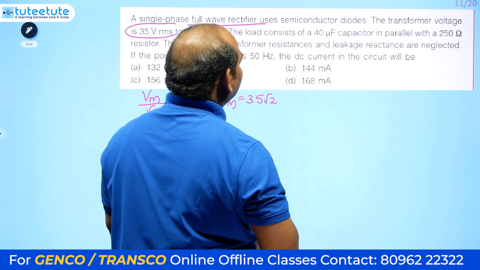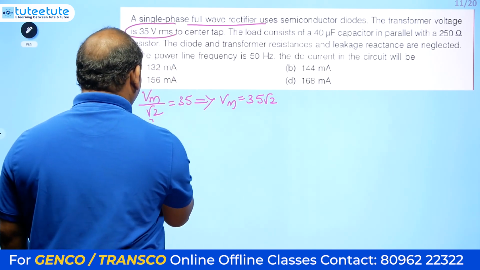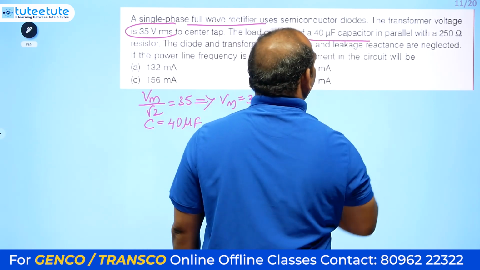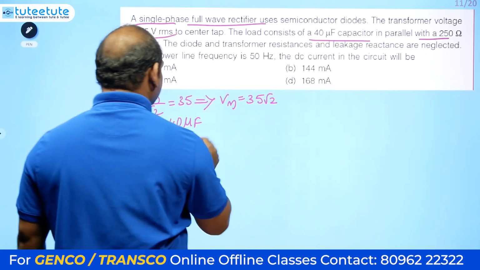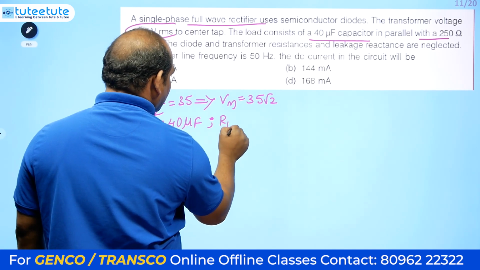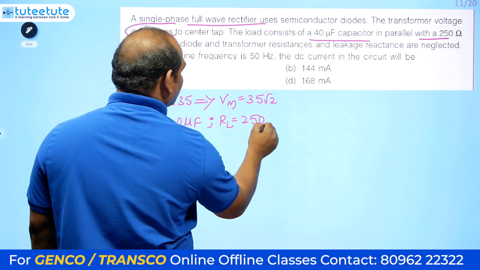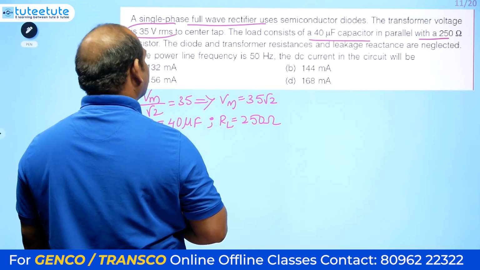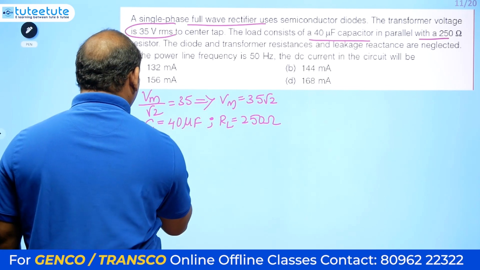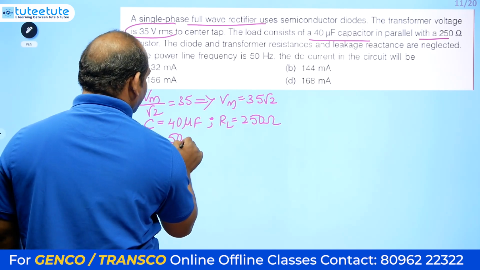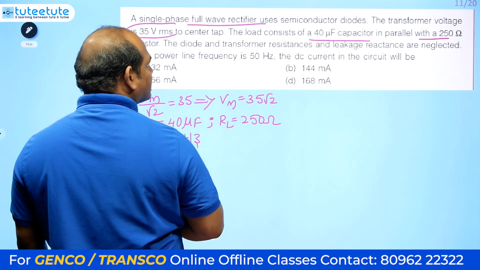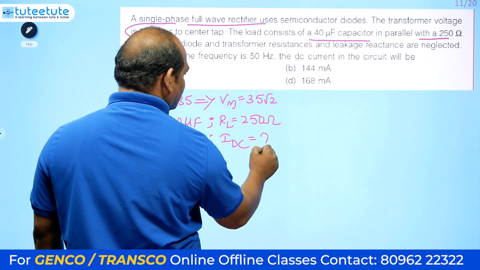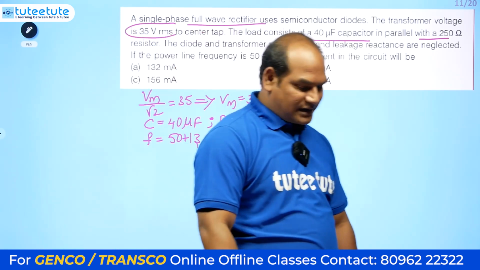The load consists of a capacitor of value 40 microfarad and load resistance RL is equal to 250 ohms. The diode and transformer resistances and leakage resistances are neglected. If the power line frequency is 50 Hz, what is the DC current in the circuit? So we have to calculate IDC. So IDC is equal to how much? This is what we need to calculate.